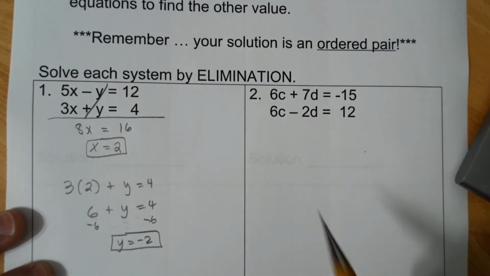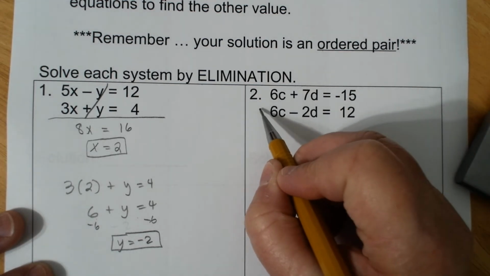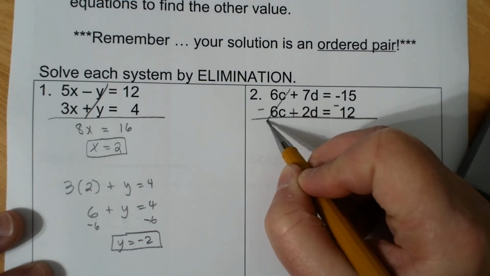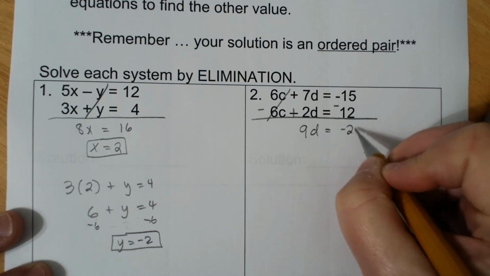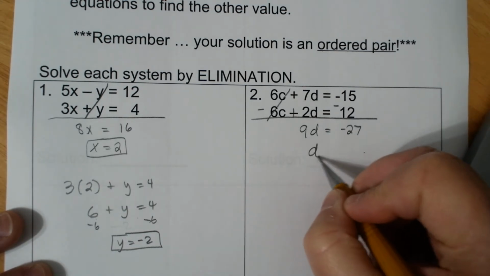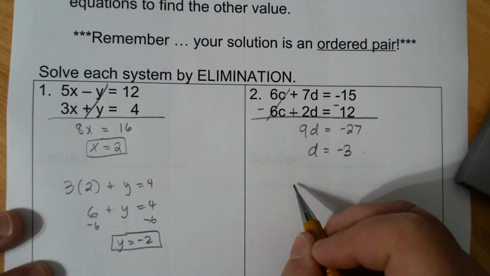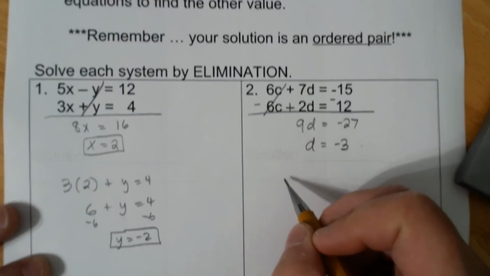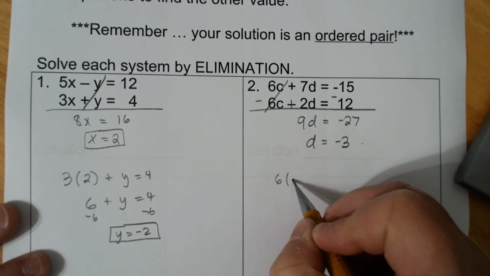Okay. Adding to cancel out. Nothing adds to cancel out, but when I have a 6c and a 6c, if I multiply everybody by a negative 1, the 6's now cancel out. 9d equals negative 27. d equals negative 3. I substitute in. I'm not going to substitute into the bottom. I'm going to substitute into the top because I hadn't messed with it.